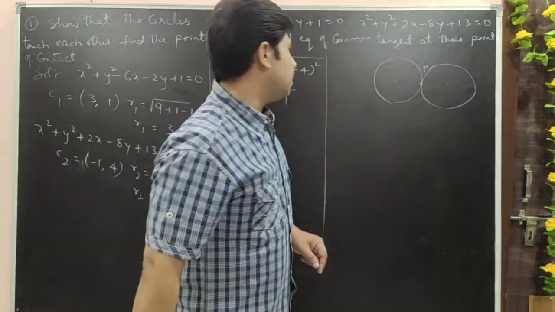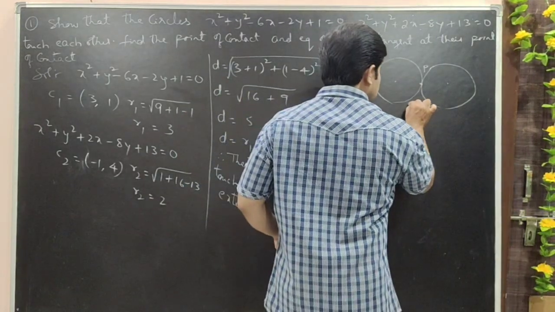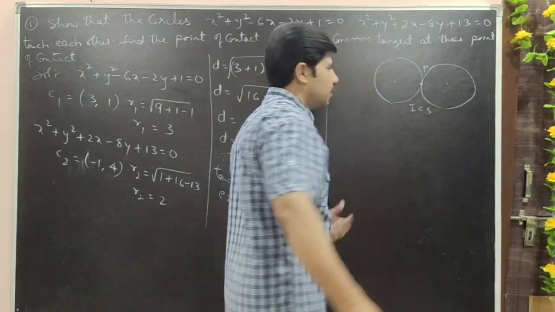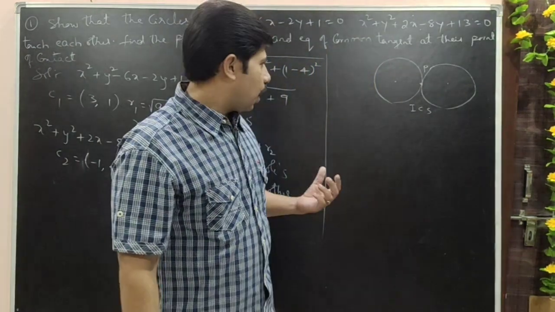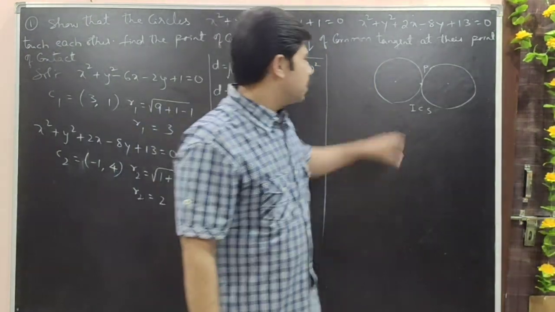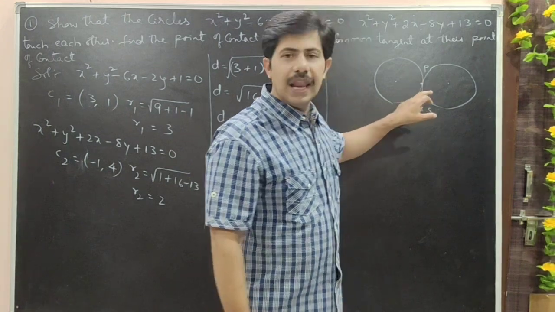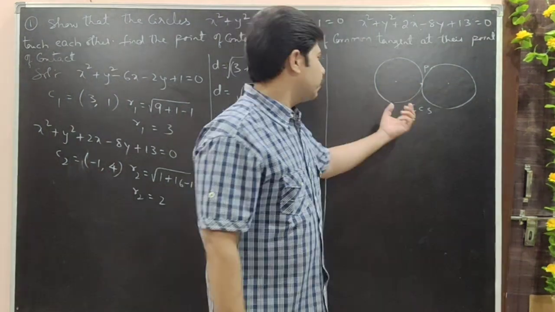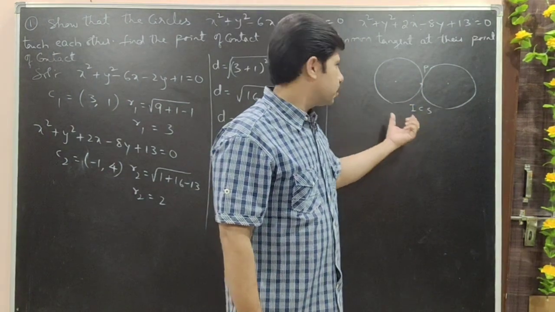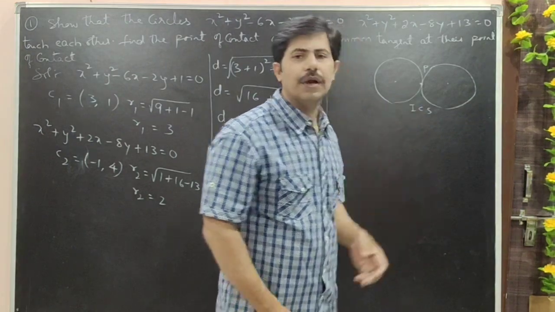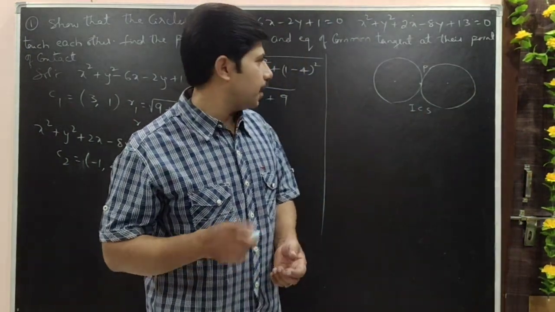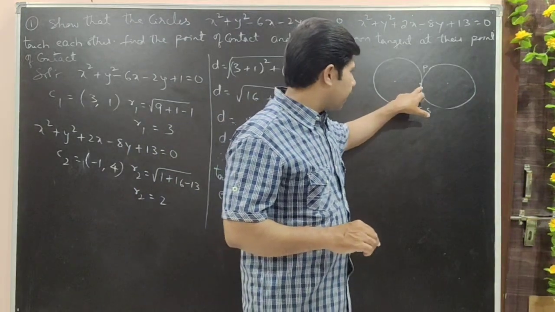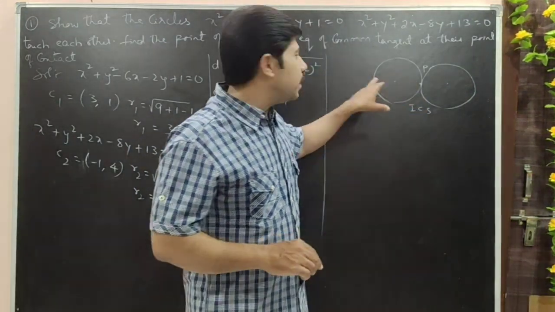This P is nothing but the internal center of similitude, ICS. How can we say it is ICS? Because the point of contact lies between the two centers. So we say this is ICS. Now in order to find the point of contact, we need to find ICS. I repeat, the point of contact is between the two centers.